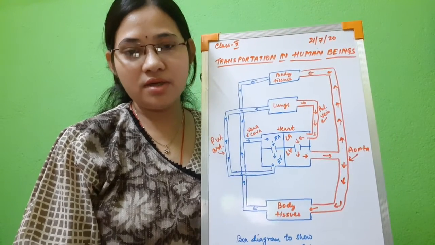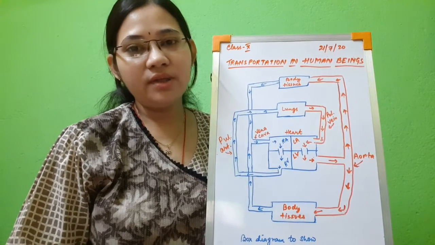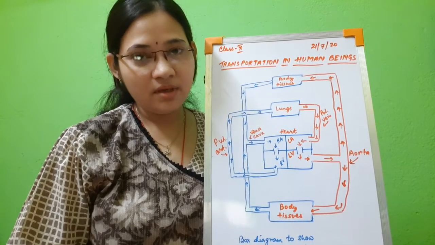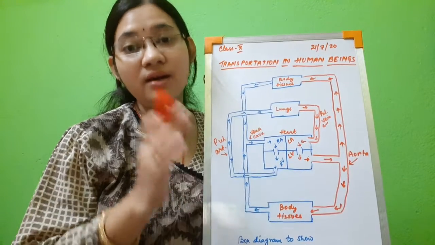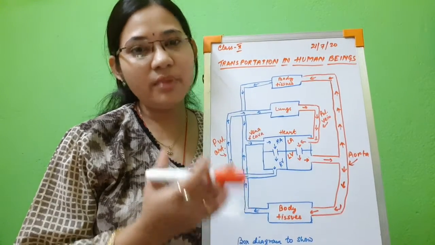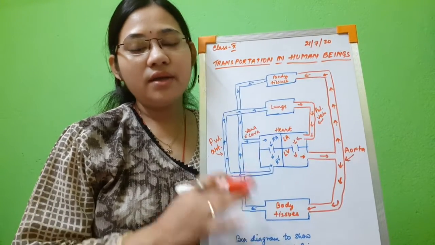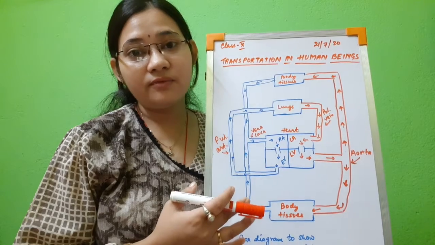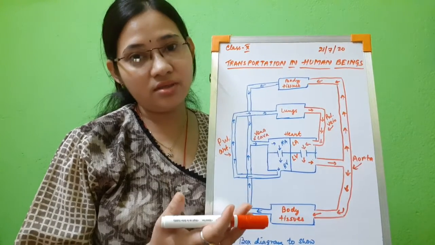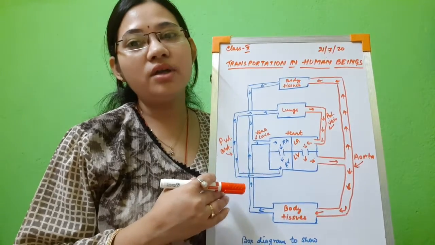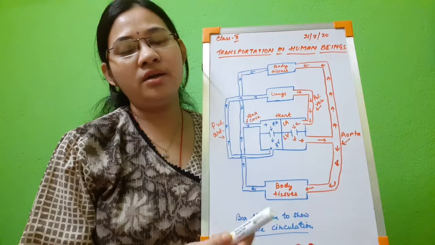Today we are going to study about transportation in human beings. We have started with the heart, that means the circulatory system. We know that the circulatory system consists of the heart, the lungs, blood vessels, blood and lymph. Now in today's video let us see what is the passage of blood, both oxygenated as well as deoxygenated, inside our body by the help of a very simple box diagram, or word diagram you can say.